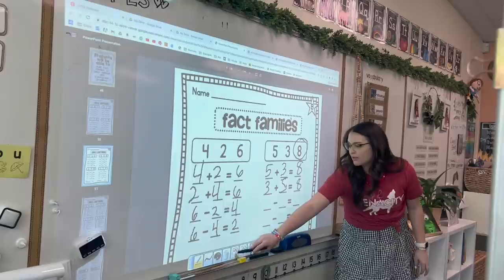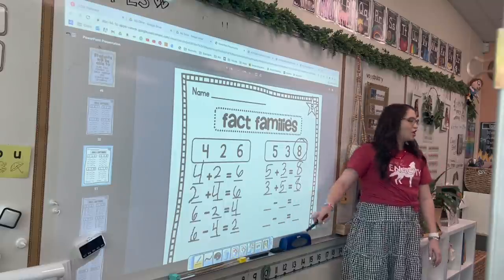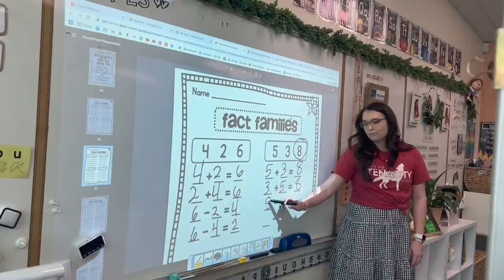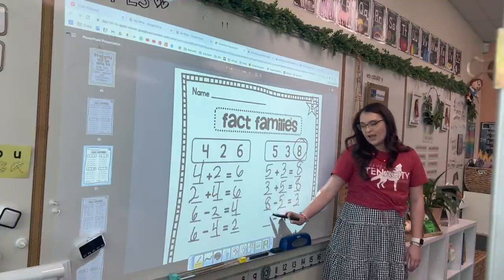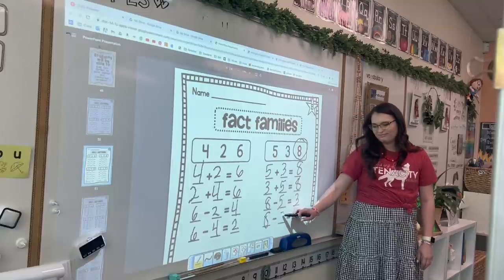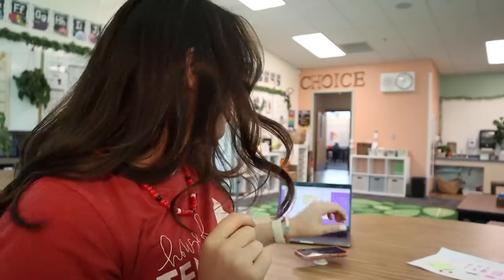3 plus 5 equals 8. Sorry, sometimes Miss Call has trouble writing her numbers. Is that okay? Yes. Okay, for subtraction, what can I say? 8 minus 5 equals 3. Or I could say? 8 minus 3 equals 5.